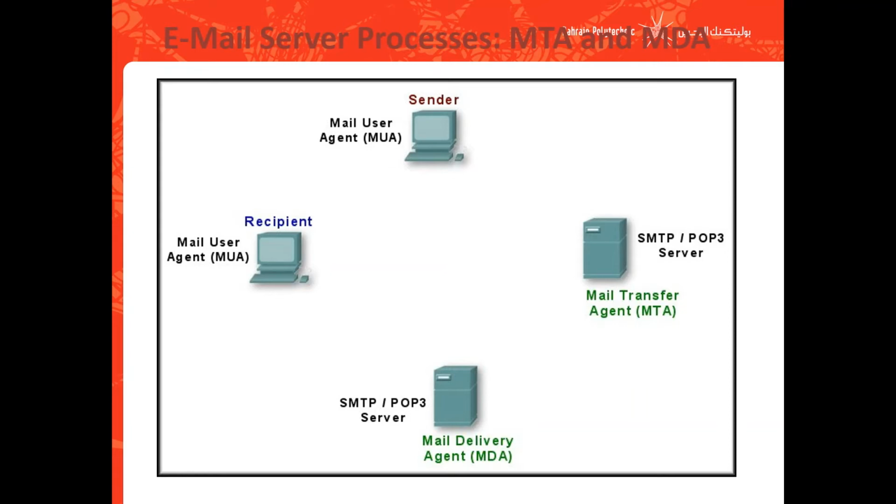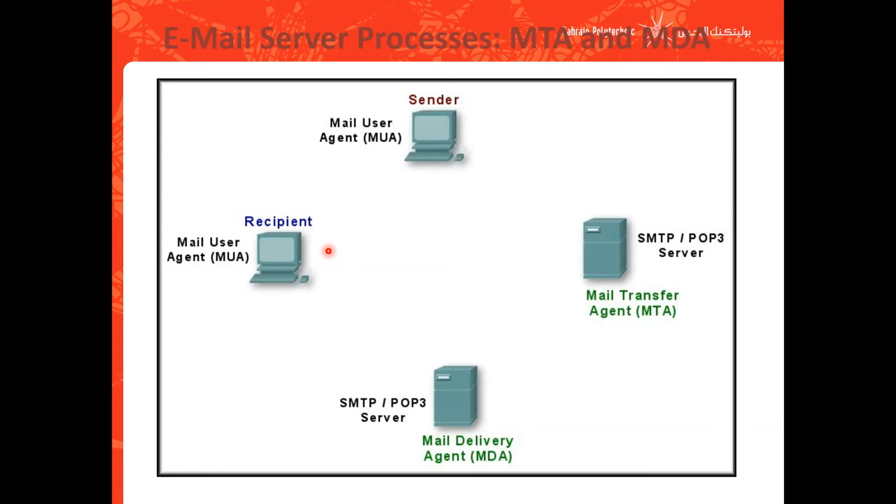So let's take a look at how the email server processes work. The sender and the recipient both are considered mail user agents. They can either be sending the email or they can be the one receiving the email. And once the email is received, it places the email in their mailbox.